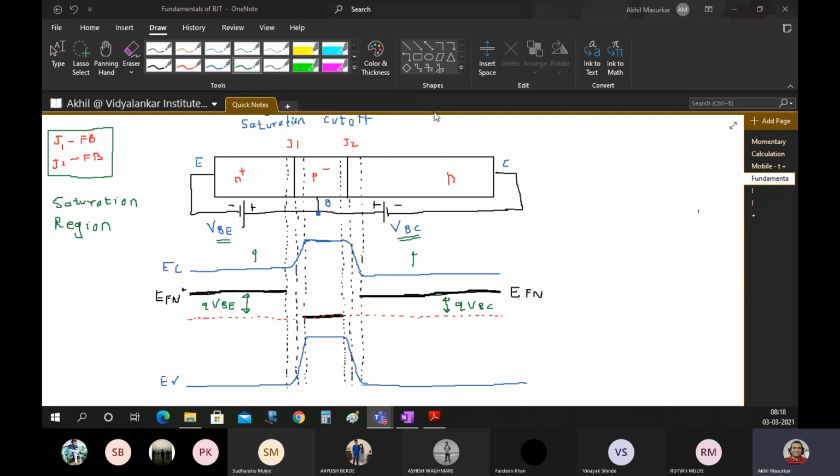So generally the injection is from the emitter side and the collection is at the collector side. When you collect something, there are some problems. That is why the collector is designed for a bigger size. So we are just coming to that.